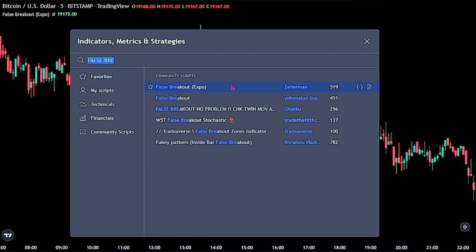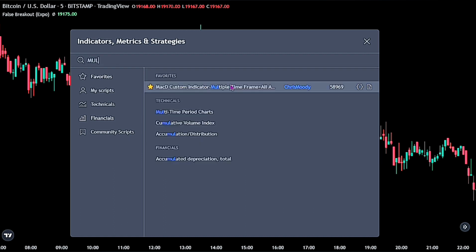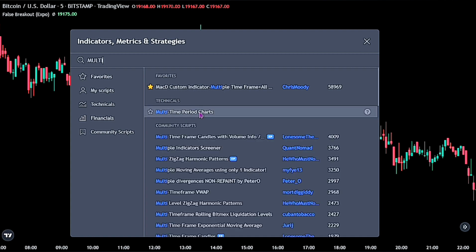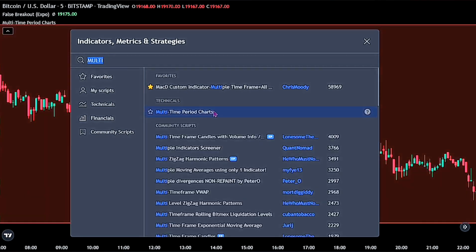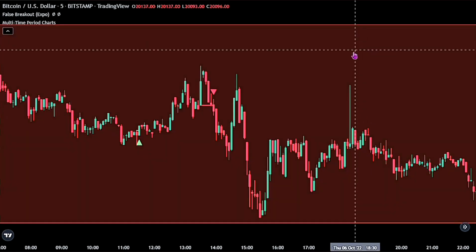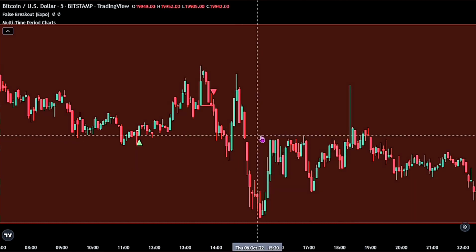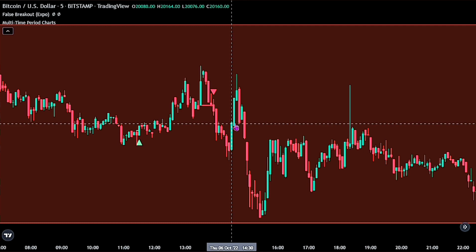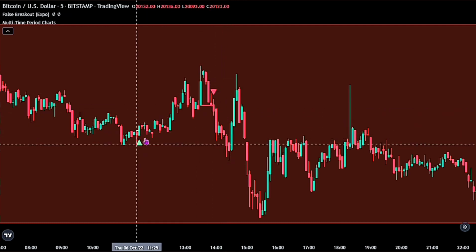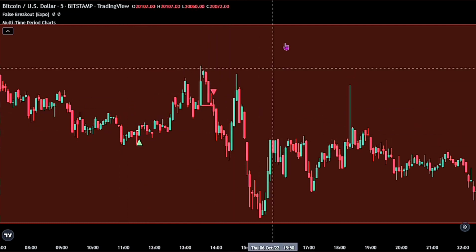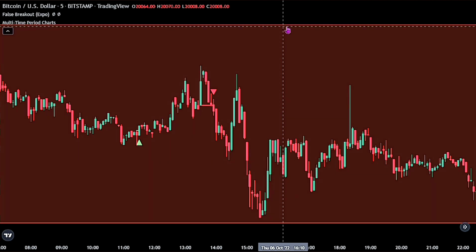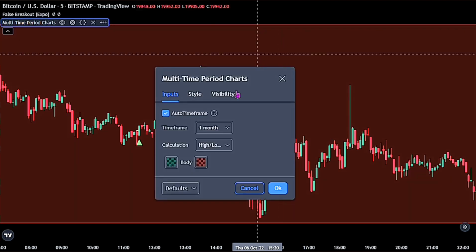Now for the second indicator, let's add the multi-time period chart, as this indicator lets you see more time frames on one chart. So let's now quickly make the adjustments for this strategy. For the false breakout, we won't be touching any settings, but on the multi-time period, double-click on it to bring up its settings.